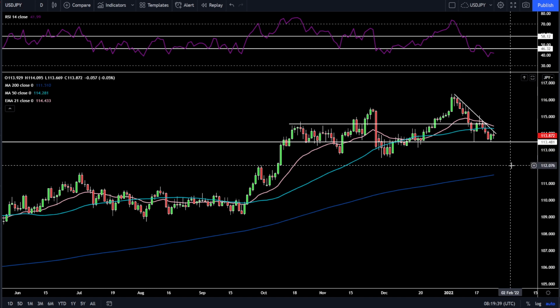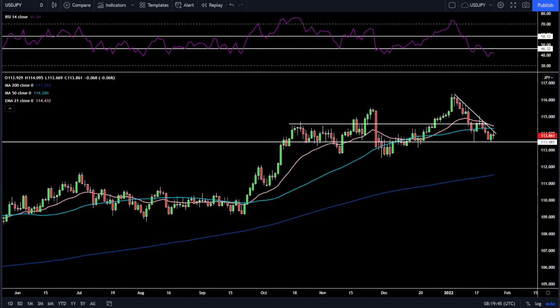Yen, there's a lot of short positions out there in the market against the yen at the moment, so we could see a bit of a squeeze, and that could help push through lower.